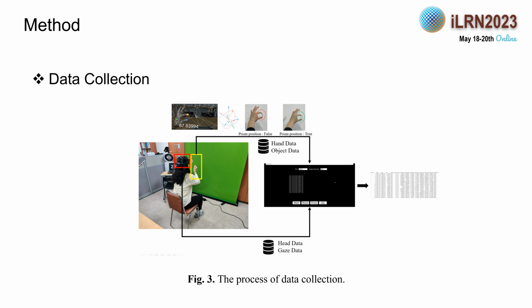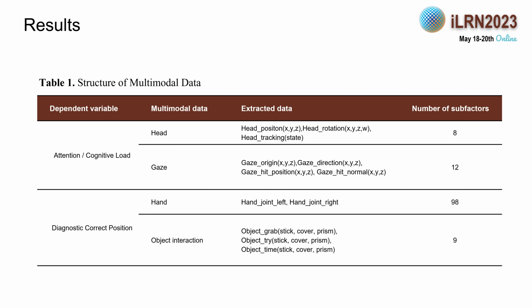Figure 3 shows that the hand, head, and gaze data were extracted using HoloLens 2. In addition, object interaction data was extracted from the participant interacting with a real object. All the multimodal data was extracted at a rate of 30 times per second.